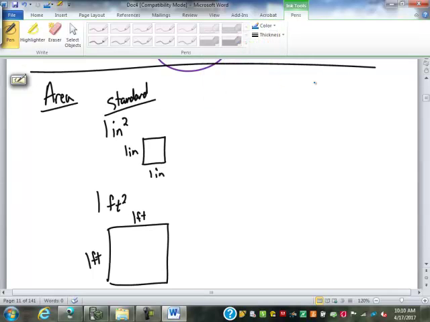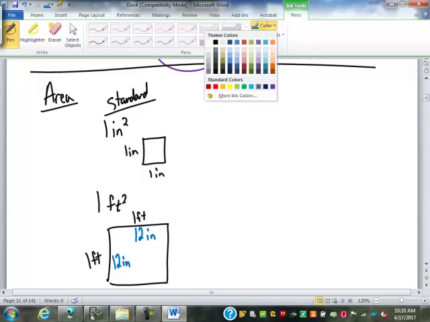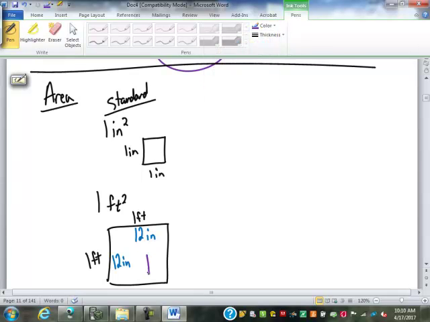Now when we look at this, 1 foot is 12 inches, correct? So 1 square foot is 12 inches by 12 inches. That's going to be an area of 12 inches times 12 inches, which is 144 square inches in 1 square foot. So the conversions change when we start talking about areas.